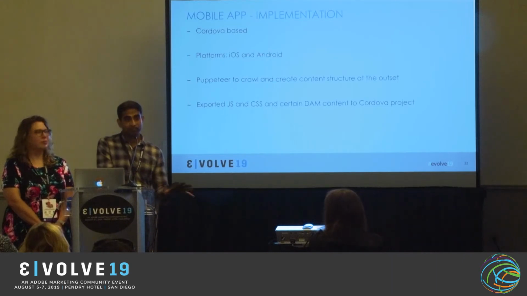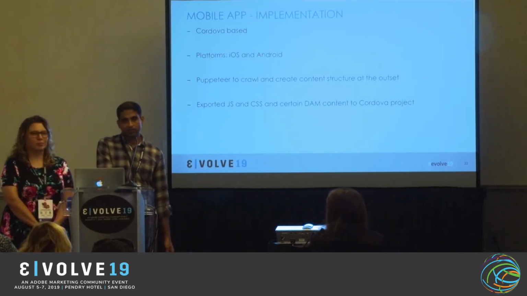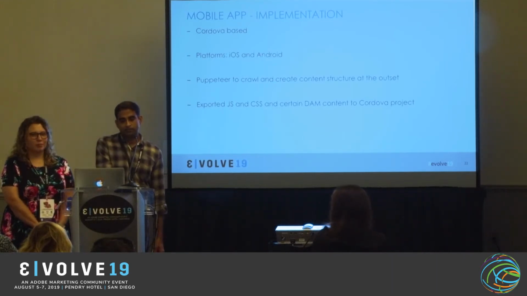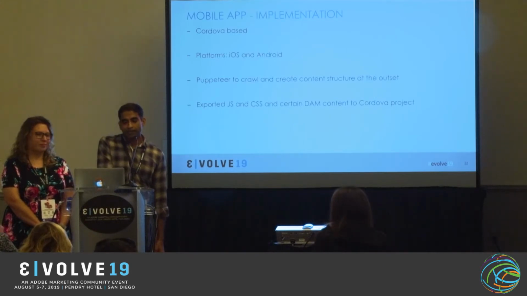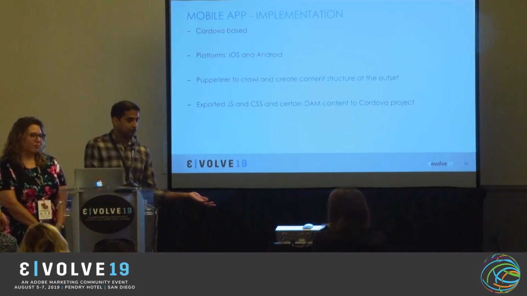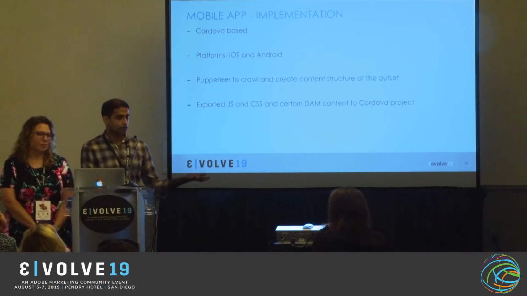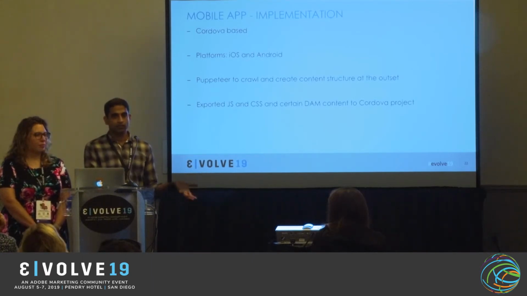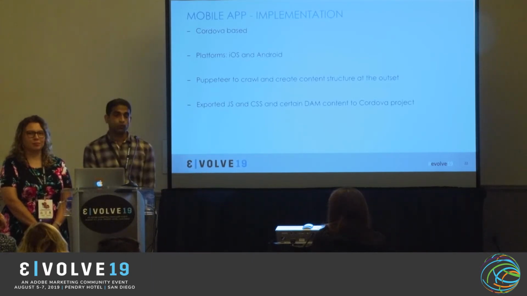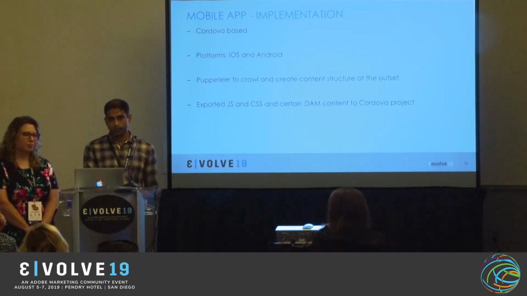I mean, more of like a template, imagine, instead of just having the rendered content. So that was something cool we did. And then we took whatever the SPA created, the JS and the CSS files, and then we exported it into the mobile app, and we built it. That's how we did it.